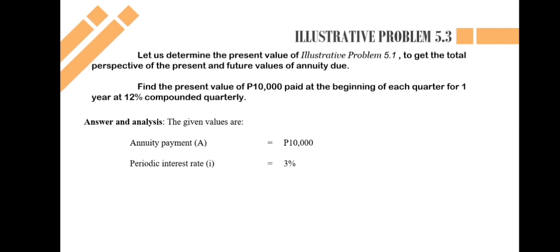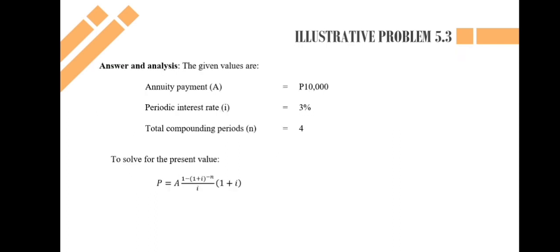Bakit siya naging 3? Kasi ang nakalagay dito sa problem is 12% and kinumpad siya into quarterly, which is 4. So 12 divided by 4 is equal to 3. So every quarter meron tayong 3% and the total compounding periods, ito na yung compounded quarterly. So kaya siya naging 4. To solve for the present value, let's use the formula. P is equal to A times 1 minus the quantity of 1 plus i raised to the power of negative n all over i times the quantity of 1 plus i.